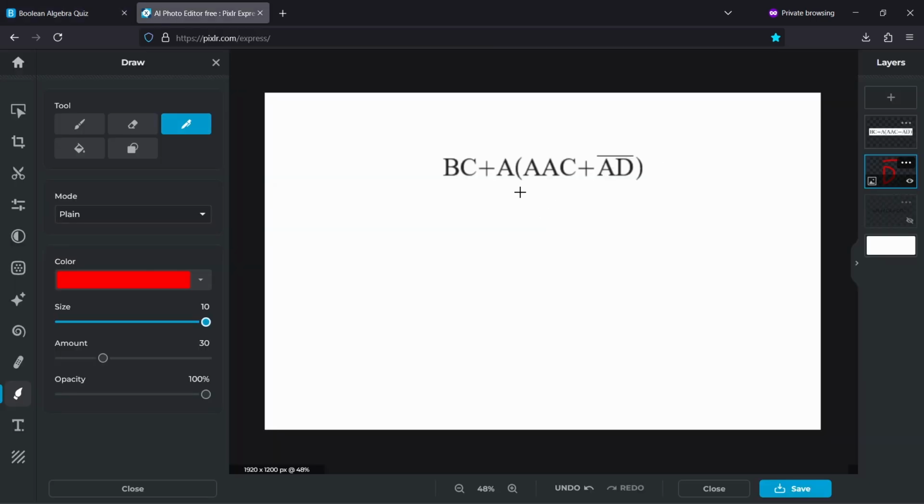So here's our new equation. I think the best way to start will be to multiply this A into this bracket. So we'll have this term and this term ANDed with A. So we'll start with this term on the left. This will become AC. However, we know that this is just AC.